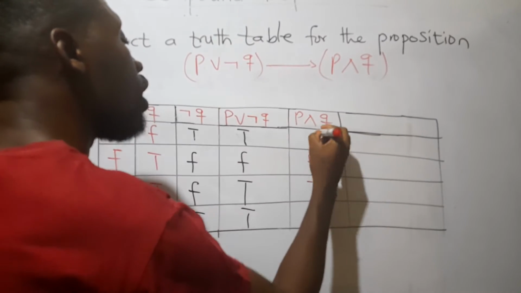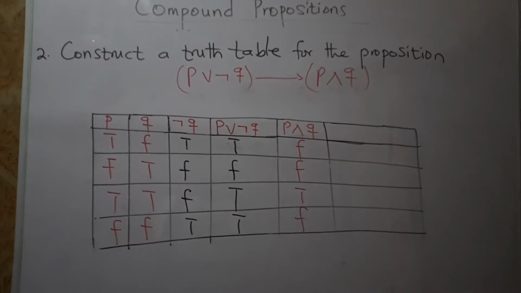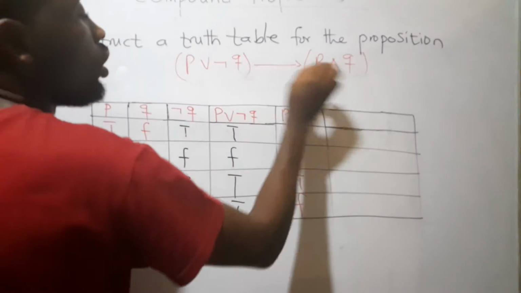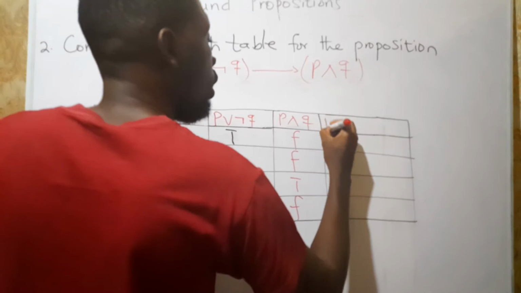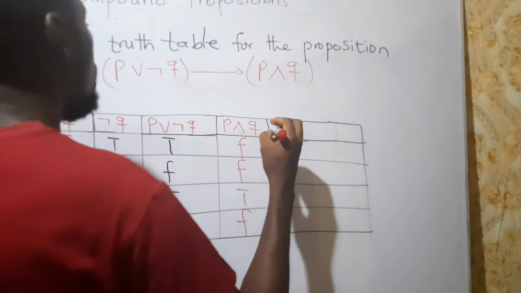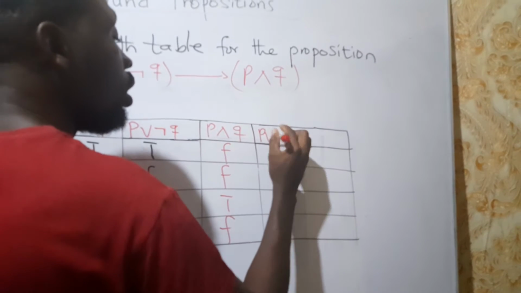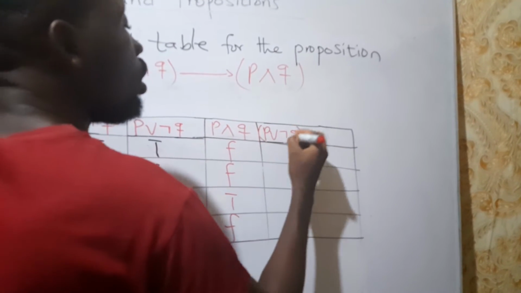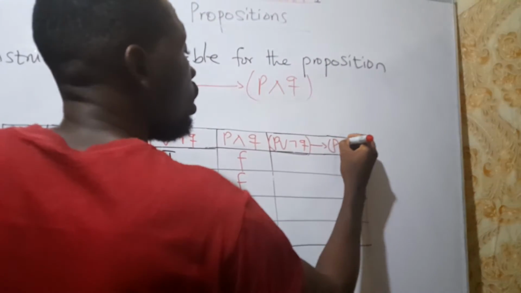Otherwise, it becomes false for a conjunction statement. Now, since we have found this, we can find the conditional. Thus, P disjunction negative Q, the inclusive or for that matter, then the conditional will come.